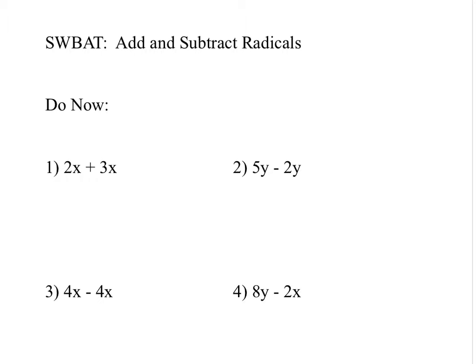All right, today we're going to be adding and subtracting radicals. So for a second, pause this, or I'll pause it, and take a second to see if you can add or subtract these. All right, so when you combine these two, since the x's are the same, 2x and 3x is 5x, right? You're just adding the 2 and the 3 together, saying how many x's you have. Same here, I have 5y's and I take away 2y's. So that leaves me with 3y's.